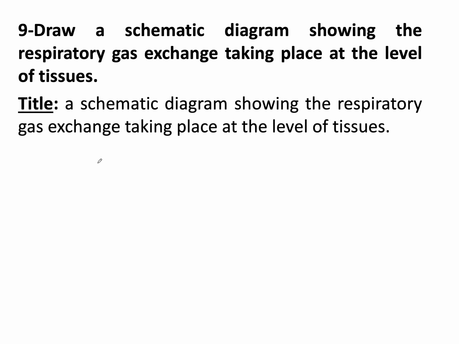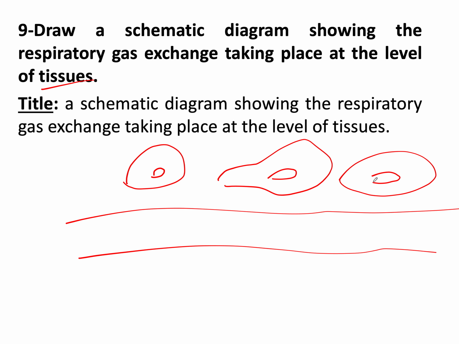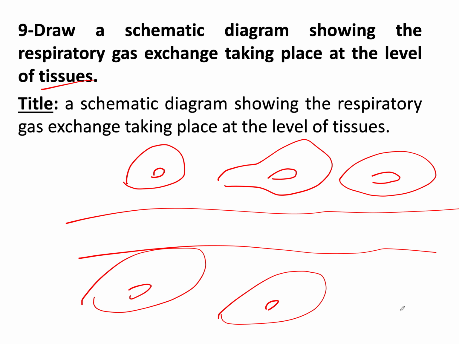And here we want to draw a schematic diagram showing the respiratory gas exchange that takes place at the level of tissues. Okay, so we draw a blood capillary surrounded by cells. It is important that the sizes be identical. You put here the blood capillary, this is blood entering, this is blood leaving, here the cells. Okay, here the lymph is the liquid around the cells.